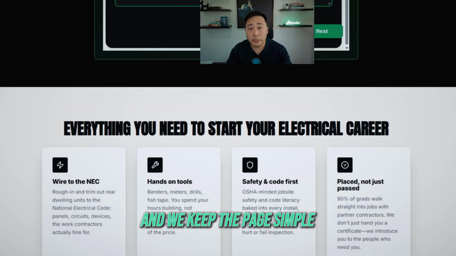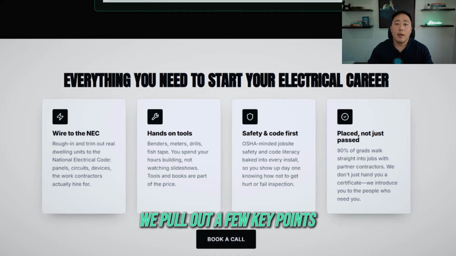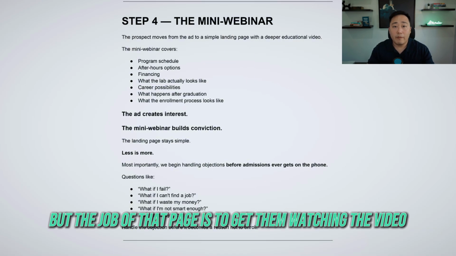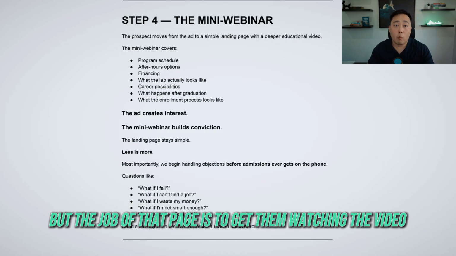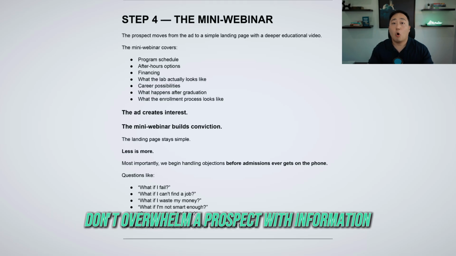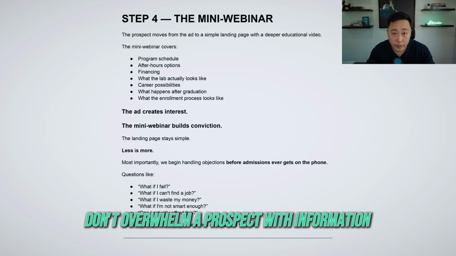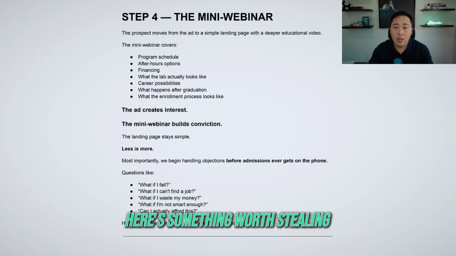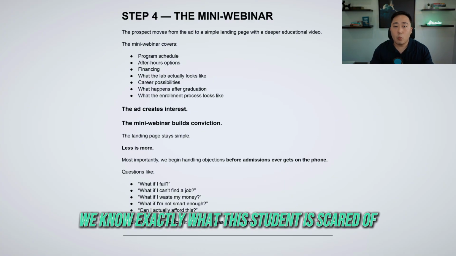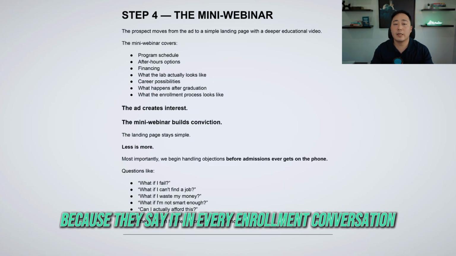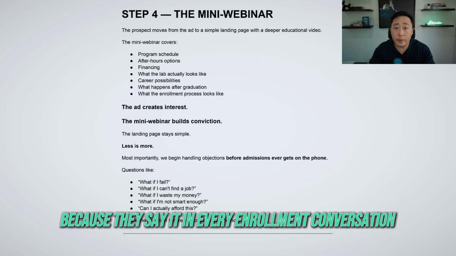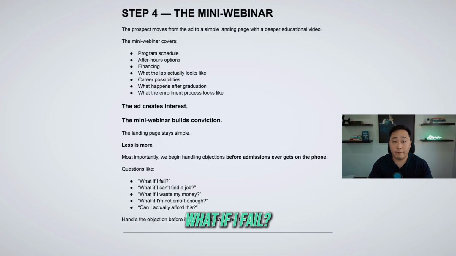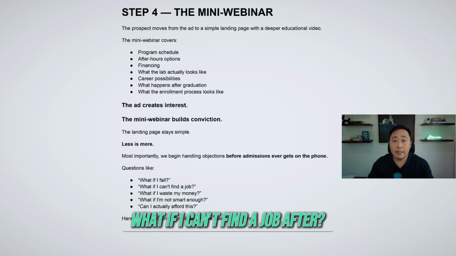And we keep the page simple. Less is more. We pull out a few key points, but the job of that page is to get them watching the video. Don't overwhelm a prospect with information. You'll talk them out of moving forward. Here's something worth stealing. We know exactly what this student is scared of because they say it in every enrollment conversation. What if I fail? What if I can't find a job after?